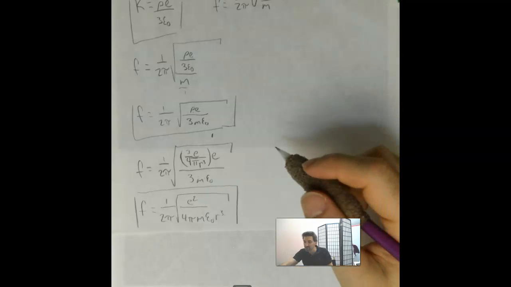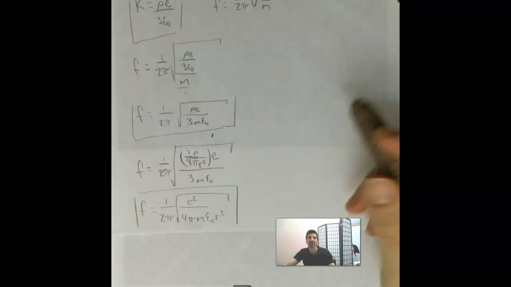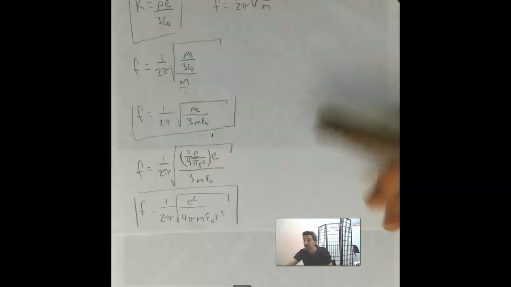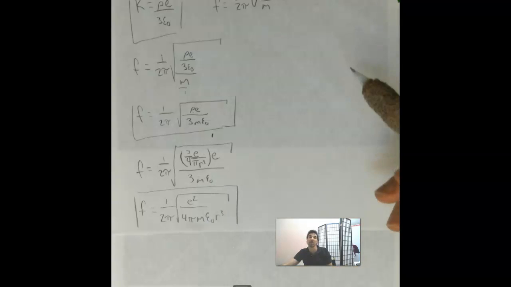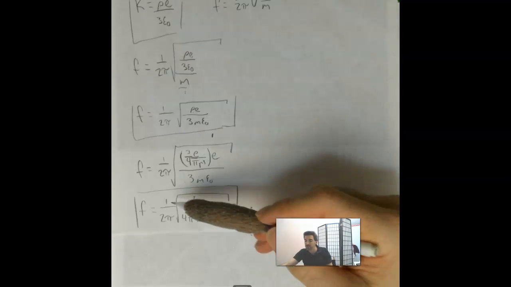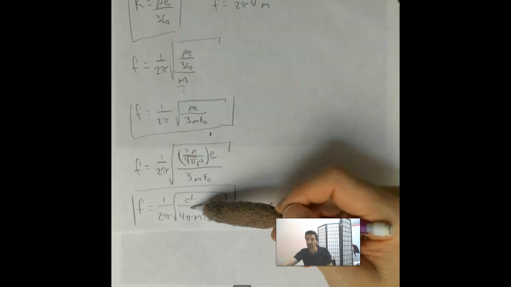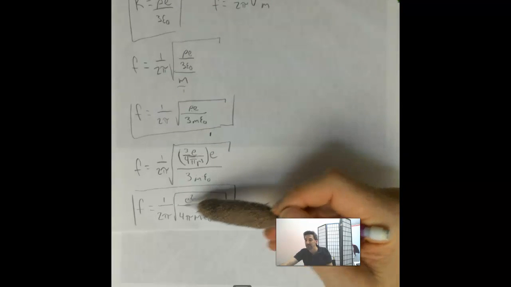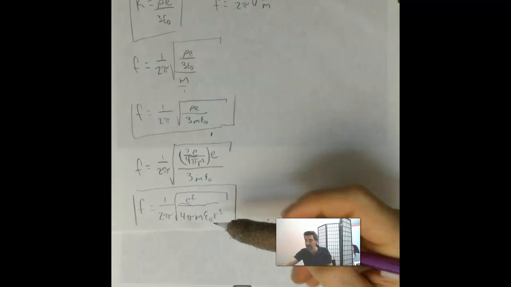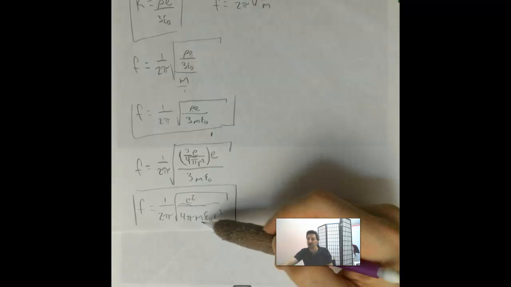So the frequency of this oscillation that does fall into the form of a simple harmonic motion is 1 over 2 pi times the square root of the charge of my atom squared divided by a whole bunch of constants times r cubed. So that factor of displacement.